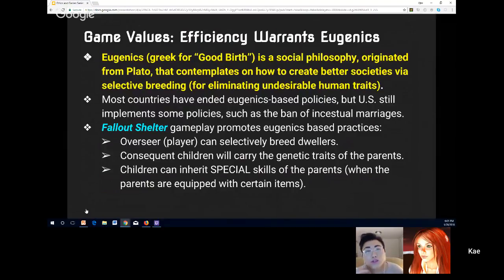Eugenics actually is a concept that came from philosophy, okay? Later on, it became a scientific term, but its root is in philosophy. Eugenics is the Greek word for good birth, okay? It's a social philosophy that originated from Plato, from Plato's Republic. He mentioned certain things like this on how to create better societies via selective breeding, for eliminating undesirable human traits. So today, when we think about eugenics, it has to do with genetic manipulation, right? That's what people think of in terms of eugenics. But its root actually came from philosophy.